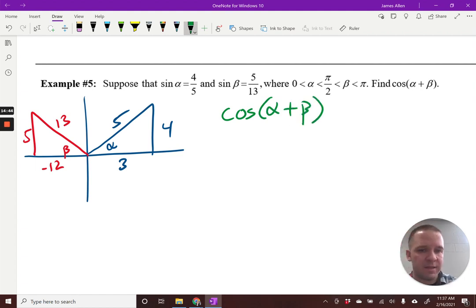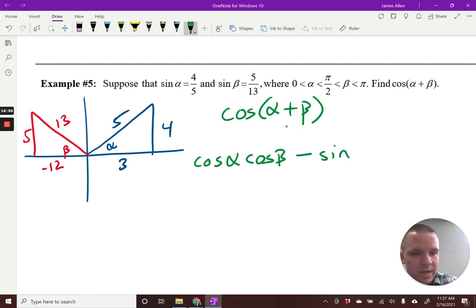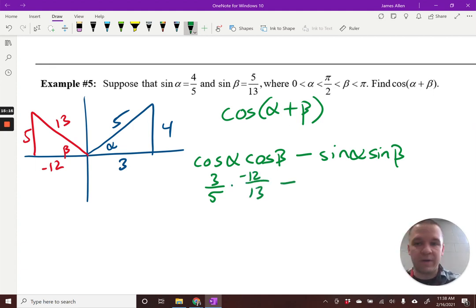Okay, so let's expand this, and I'm going to write that down here. Expanding that would be cosine of alpha, cosine of beta, minus sine of alpha, sine of beta. Okay, that's my expanded version of this. And now all I'm going to do is take the various values for cosine of alpha, which would be adjacent over hypotenuse, cosine of beta, which would be adjacent over hypotenuse, and subtract sine of alpha, opposite over adjacent. Well, I guess I already have that too, and then 5 over 13.